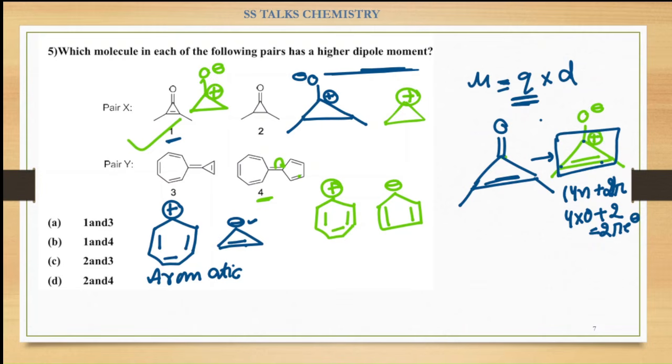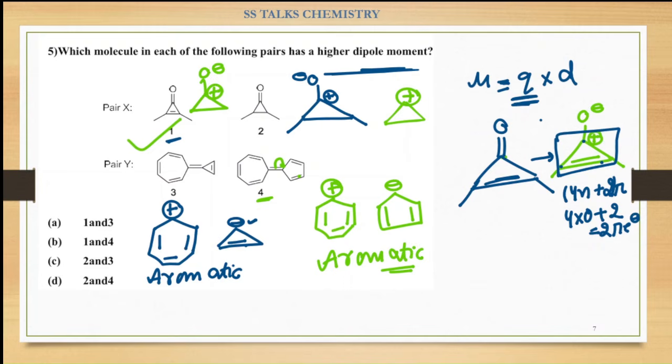So both of these species, after the charge separation, we are getting the formation of aromatic species. Both of these are aromatic species. So this is going to have a greater dipole moment compared to the third molecule, because here the charge separation is arising. So the reason for the charge separation lies in the aromaticity factor.